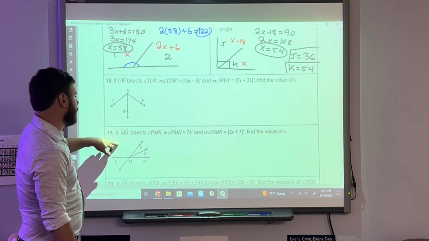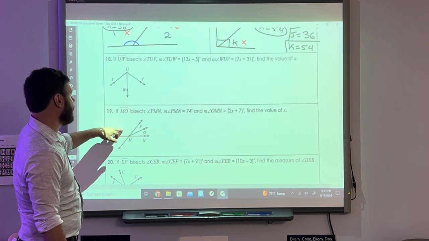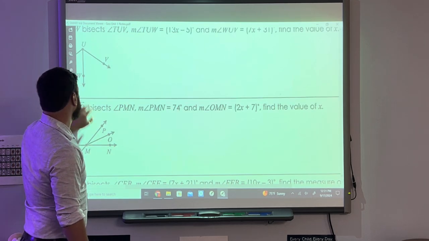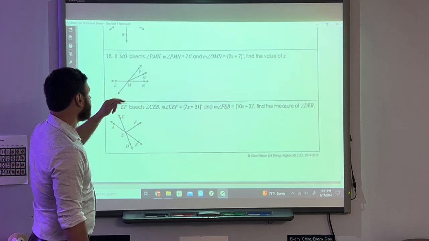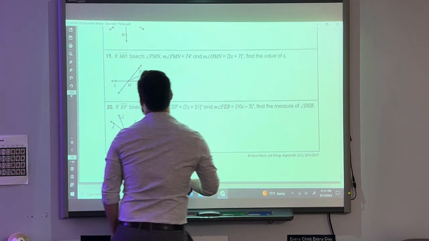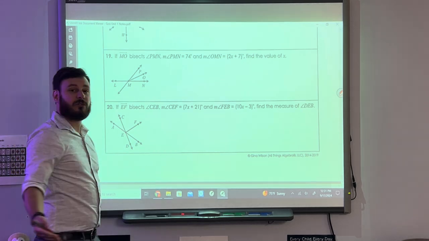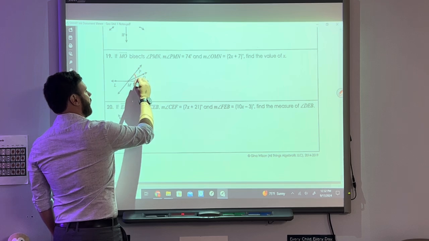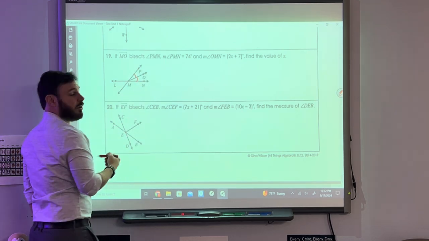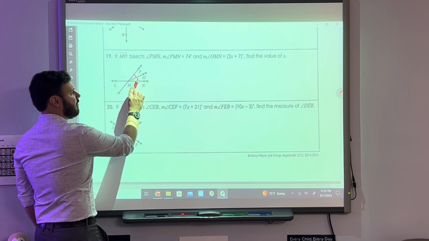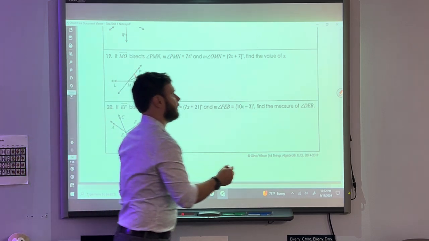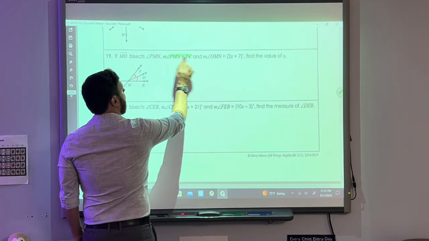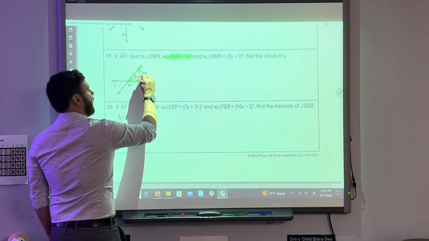Okay, I am going to do one of these. Let's do number 19. I chose this one because it has the word bisect in it. Bisect means to cut in half. So this ray, MO, is cutting this angle in perfect half, meaning that this little piece is going to be the exact same as that piece. PMN is 74. PMN, that's the whole thing.